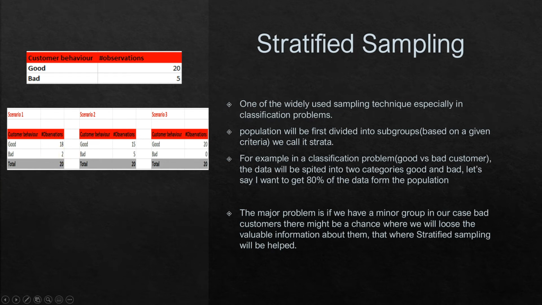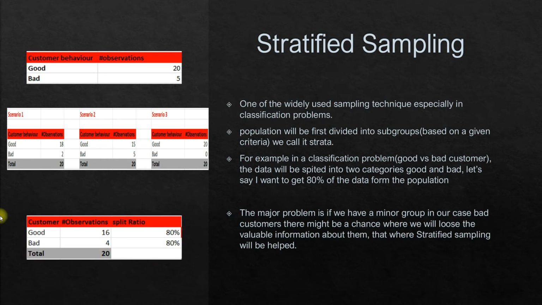So that's why we use stratified sampling. What it does is take 80% from my good customers and 80% from the bad customers. So for good customers, 80% of 20 would be 16. For 5, 80% would be 4. So it is equally split, right? This is called stratified sampling. Now I got 80% from the good customers and 80% of the data from the bad customers.